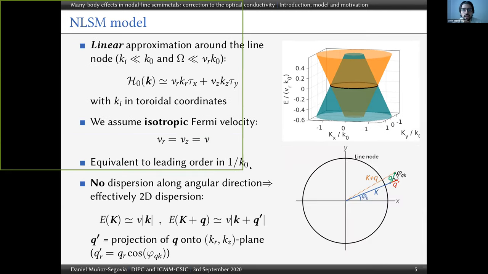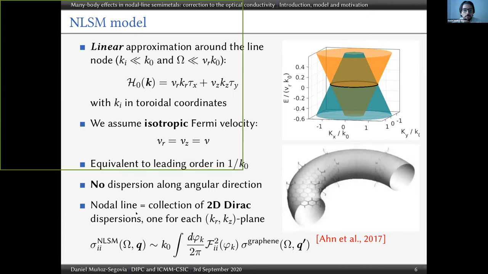I want to highlight that this linear Hamiltonian is equivalent to remaining at leading order in an expansion over the inverse of the radius of the nodal line. So we are working in this large K0 limit. In this limit, there is effectively no dispersion along the angular direction, along the direction of the line node. So the dispersion is effectively two-dimensional, and indeed, with these approximations, we can regard each point of the line node as a two-dimensional Dirac massless dispersion along the radial and the z directions.